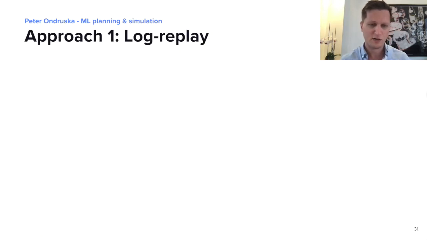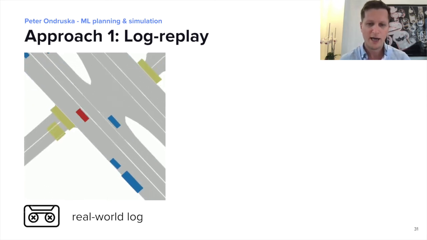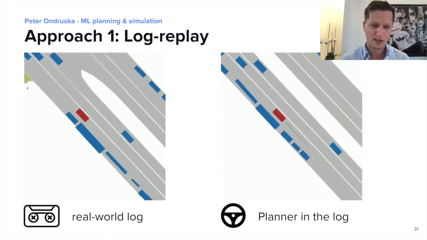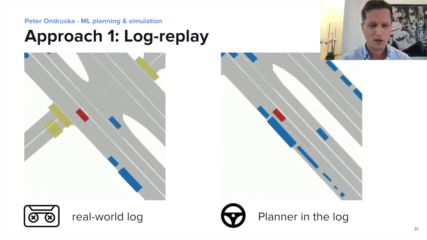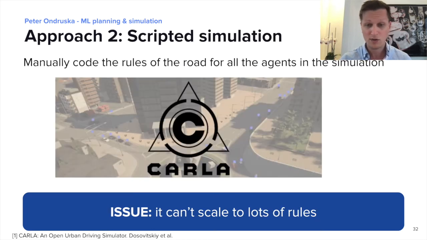The most naive approach that is widely used is called log replay, where you take a piece of a recorded scenario that actually happened in the real world, and you basically replace the behavior of the car with the new behavior that you developed and see what happens. The problem with this approach is that the environment is non-reactive, which means that if your behavior is different to the one that you actually did on the road, other cars or pedestrians don't react to it, which makes the evaluation very difficult.